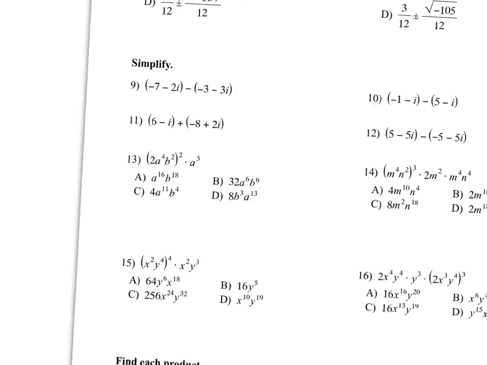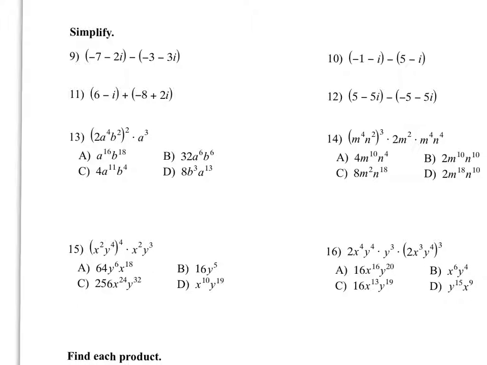Jumping over to, let's do number 9. This is simplifying when we have imaginary numbers involved. Really, this is just combining like terms, so negative 3 minus negative 7. I like how I said that backwards even though I was underlining things. Negative 7 minus negative 3, which is negative 4.